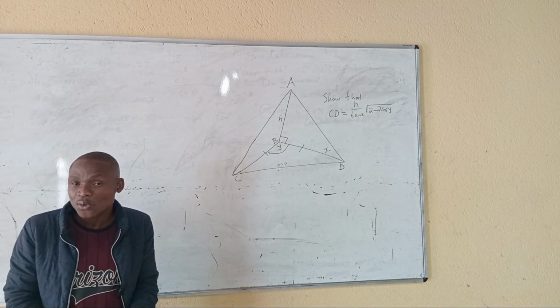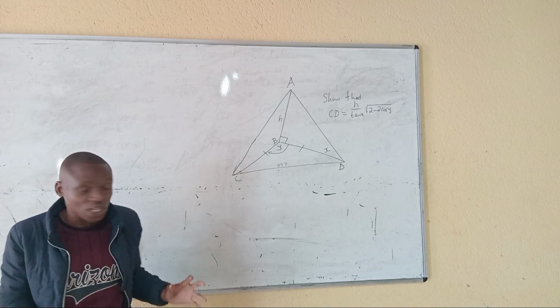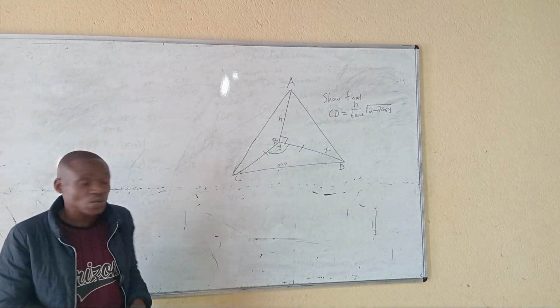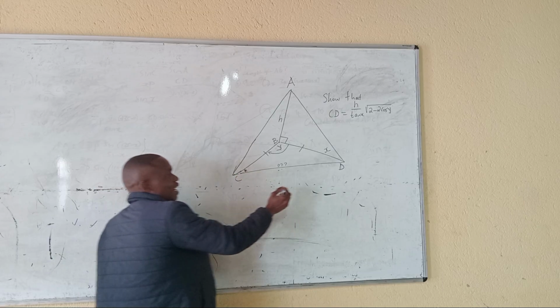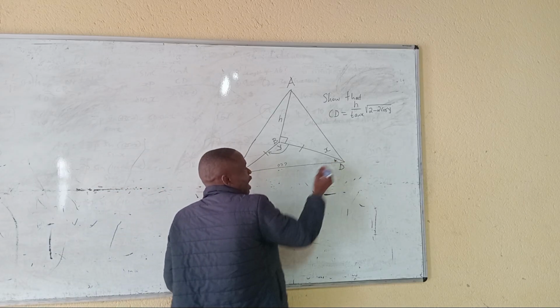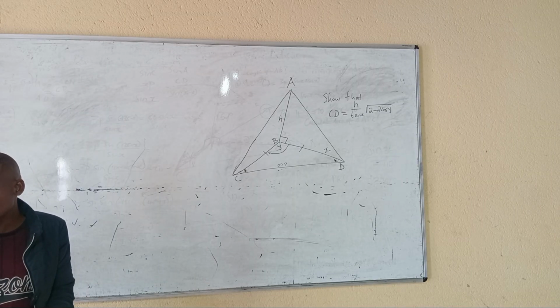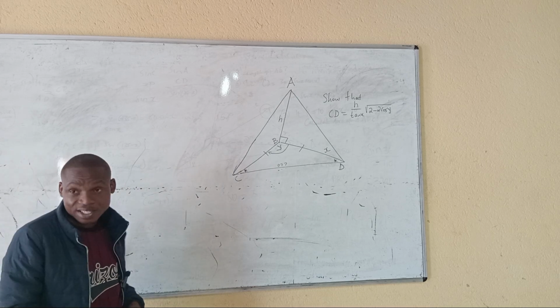You still remember what an isosceles triangle is? An isosceles triangle is a triangle which has two sides equal and also two angles equal. So we can tell that angle C and angle D are equal, because these are the angles which are opposite to what? Equal sides. Angles opposite equal sides are equal.